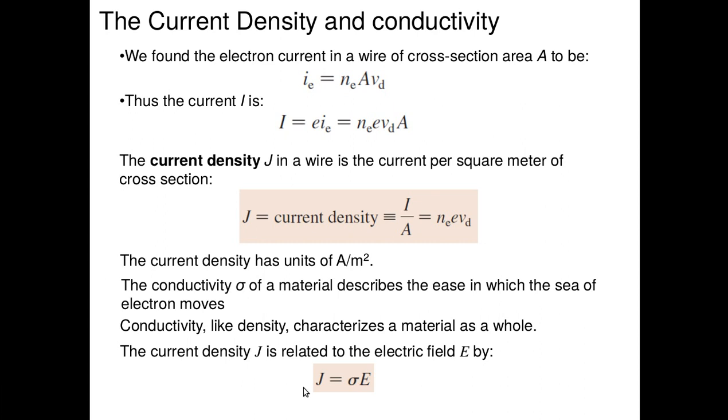So this is a relationship between current density and the electric field. This is like a constant. It's kind of like a linear equation, right? y equals mx. So current density is dependent upon the electric field strength.